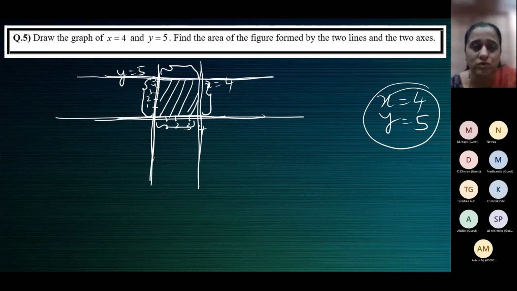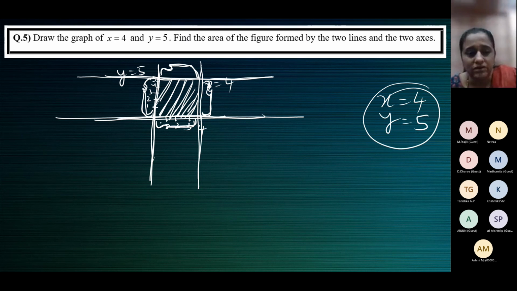I told you, when you shade the region, now this one has 4 sides. Each side will be a segment of each line. See here, one of the lines is the y-axis. So this is the side from the y-axis. This is the side from the x-axis. This is the side from x is equal to 4. And this is the side from y is equal to 5. So this is the region bounded by the two lines and the x-axis and y-axis.